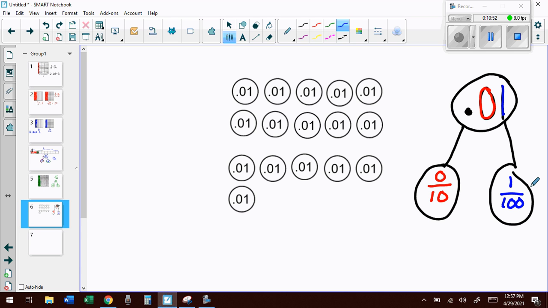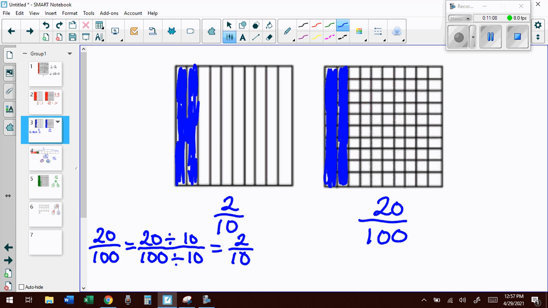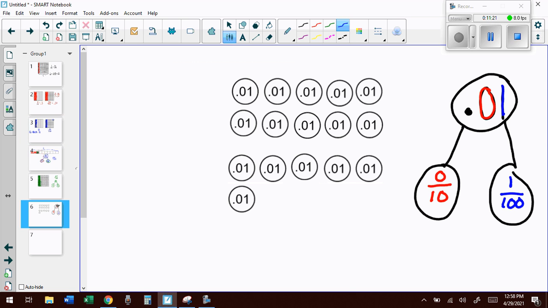So knowing that, I want to get 1/10. How many 1/100ths do I need before I make 1/10? So this is where we think back to our honeycomb. How many of these right here do I need before I get 1/10? I need 10 of them. So we're going to do that bundling thing.